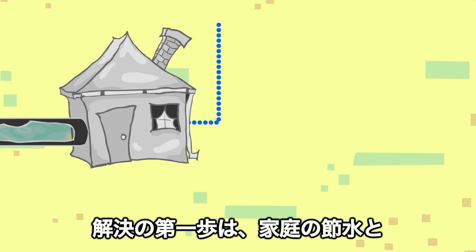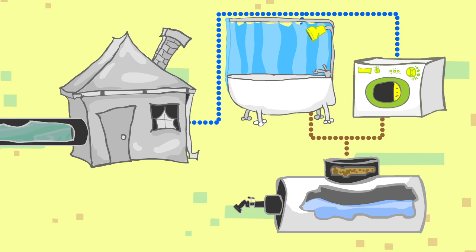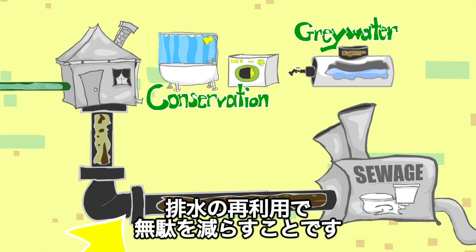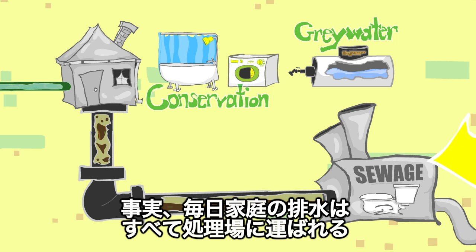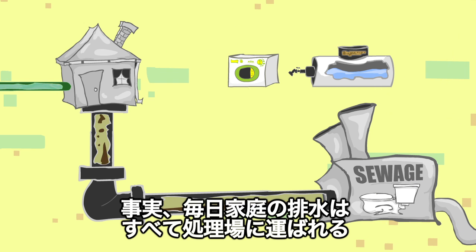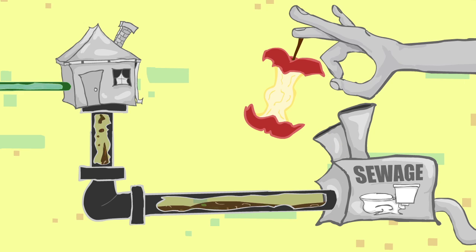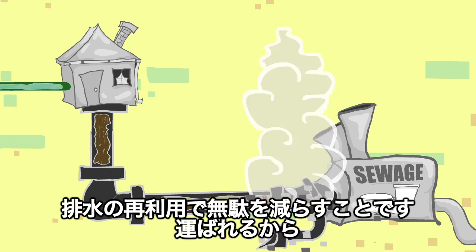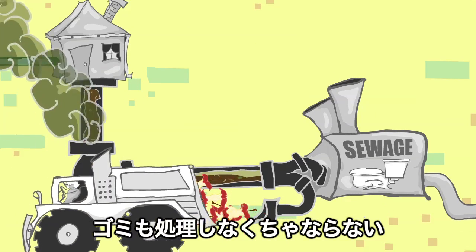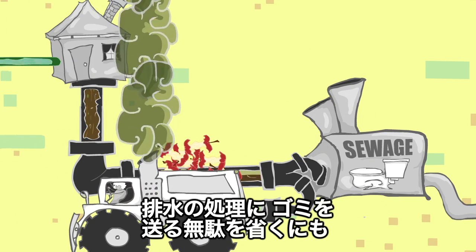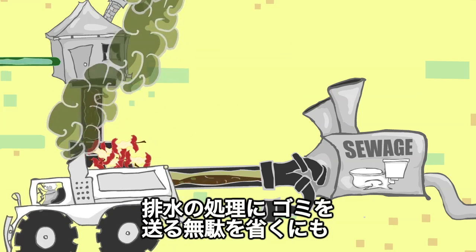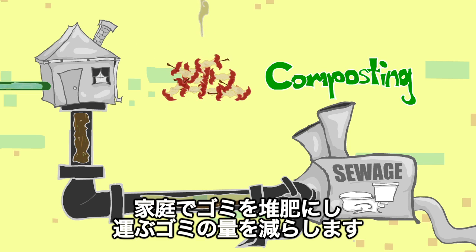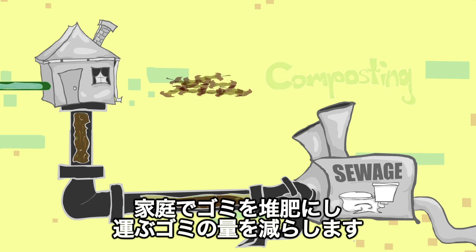The first step in solving this problem is to reduce our own waste. Household conservation and gray water use can significantly reduce the actual volume of wastewater ending up at the treatment plant every day. And it's not just water that we waste. The food scraps we toss down the disposal are mixed with sewage and sent to the wastewater treatment plants where they are separated and disposed of. Many cities have to transport all this solid waste hundreds of miles away for disposal.